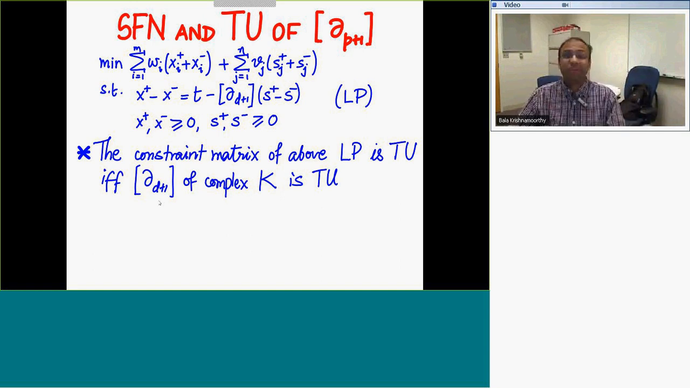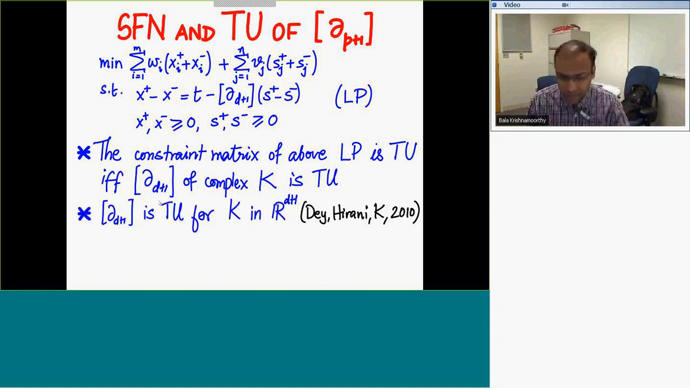So the next natural question will be, when is the boundary matrix of a complex TU? Well, the characterization is from earlier work with Tamal and Anil Hirani.